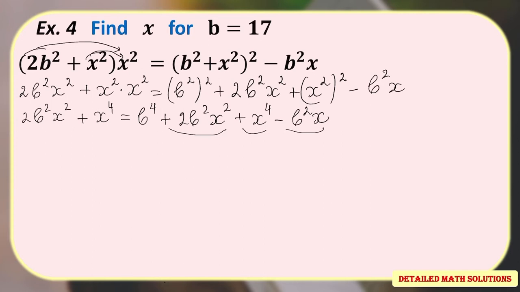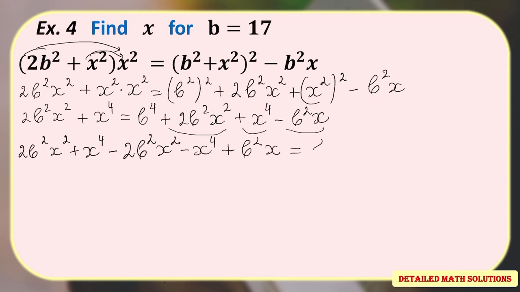So this way I get 2b squared x squared plus x to the 4th power. And when I transfer 2b squared x squared, I get minus 2b squared x squared. Then minus x to the 4th power plus b squared x. And what's left on the right side of the equation is b to the power of 4.